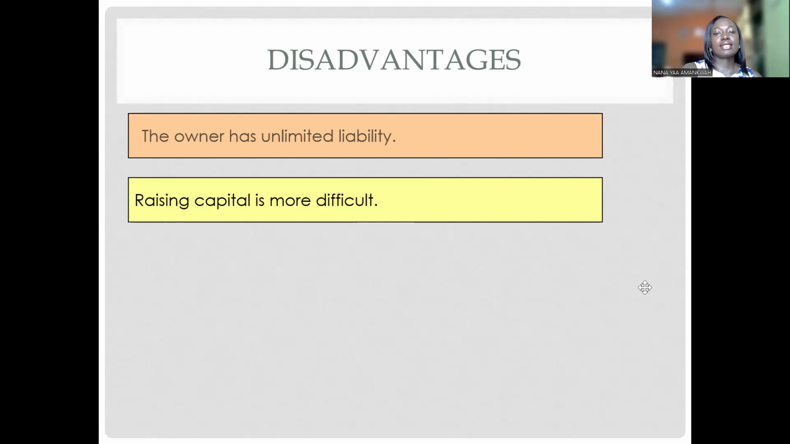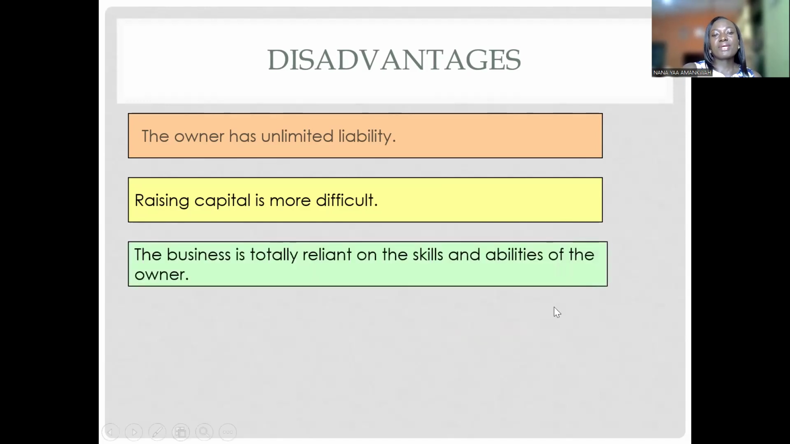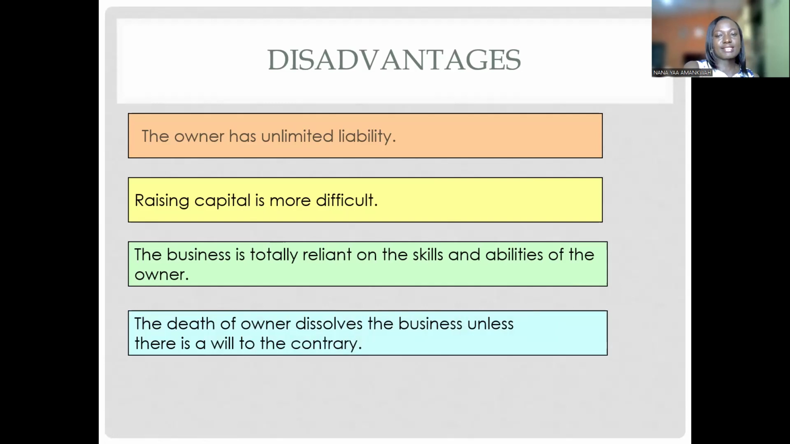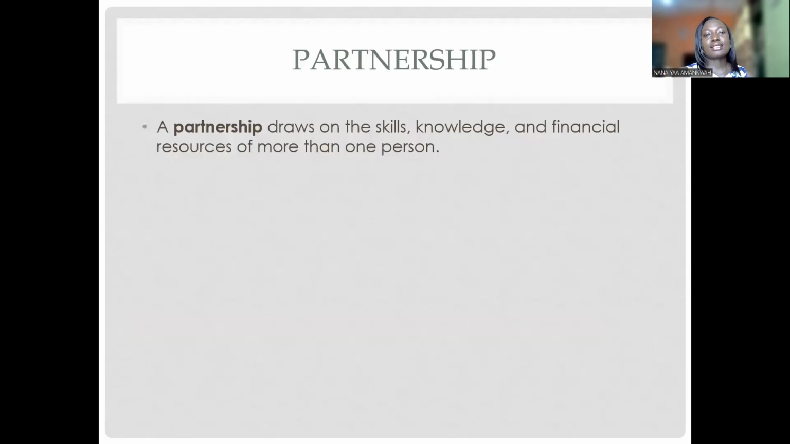Then again, the business is totally reliant on the skills and abilities of the owner. So it's only what the owner knows that usually comes to play in the sole proprietorship, okay? Because it's just him or her, it's difficult for you to get inputs of others. So it's usually reliant on the sole proprietor. And then once the sole proprietor passes on or joins his or her ancestors, the business goes to the ancestors with him or her. Okay, and that is one of the key things.